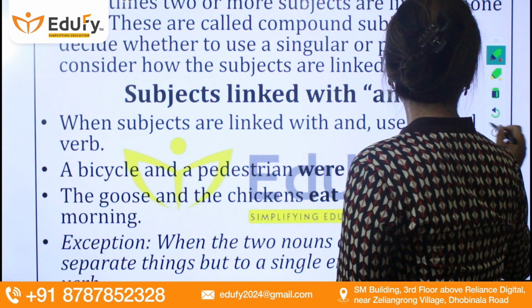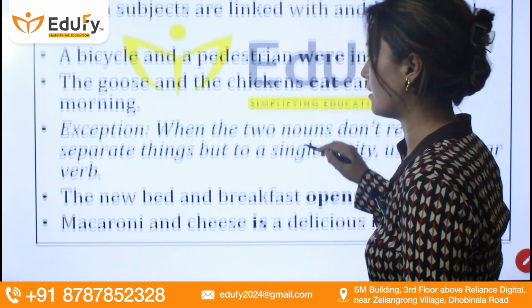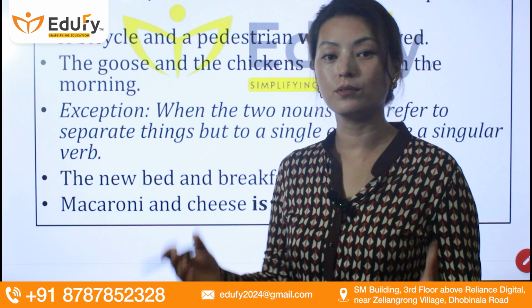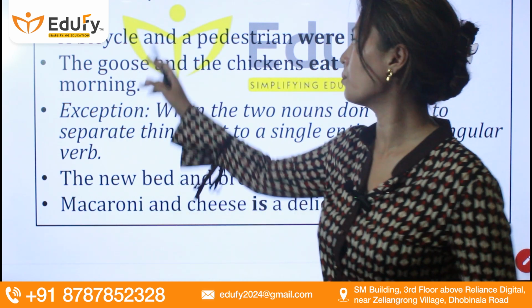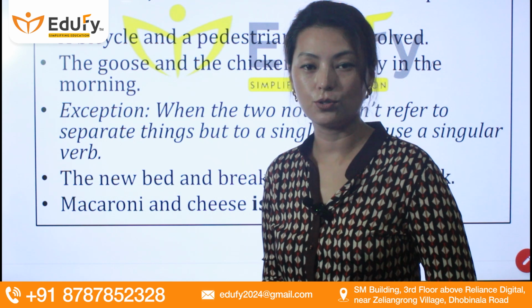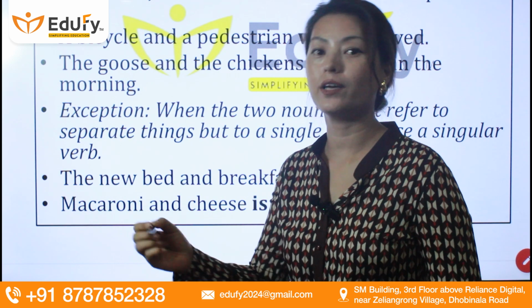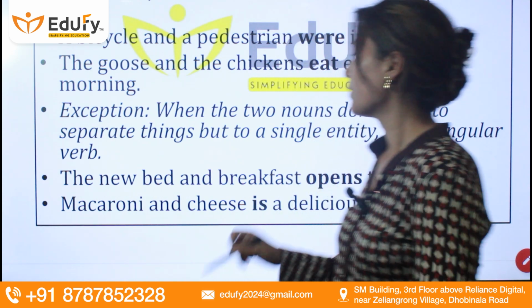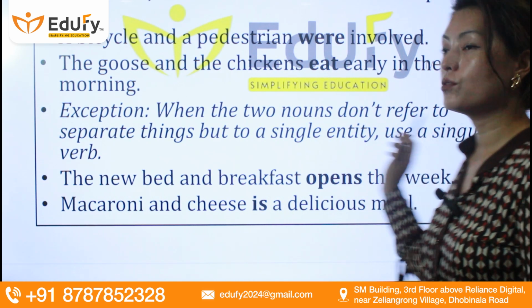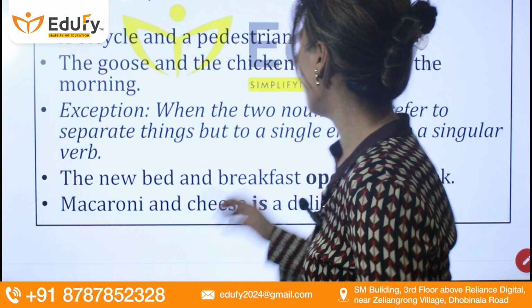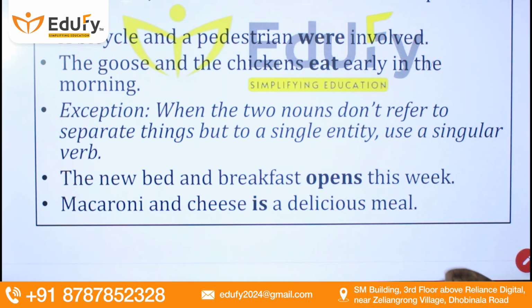Now, when we look at that, that means we also have to look at this. That is the basic rule that whenever we have compound subjects, two subjects joined by the word and, we use the plural verb. But there is an exception to that rule. That means there is one way that you can escape this rule. And what is that rule? When the two nouns don't refer to separate things but to one single entity, we use a singular verb.